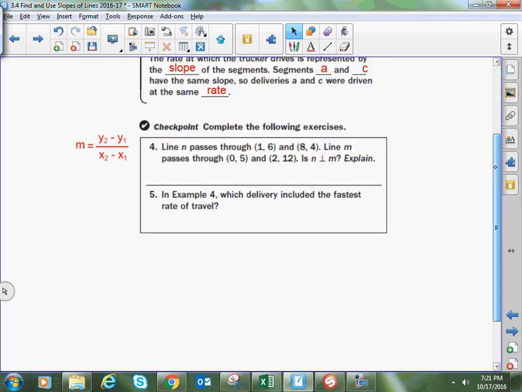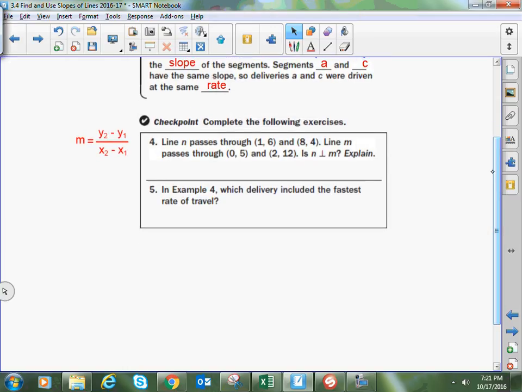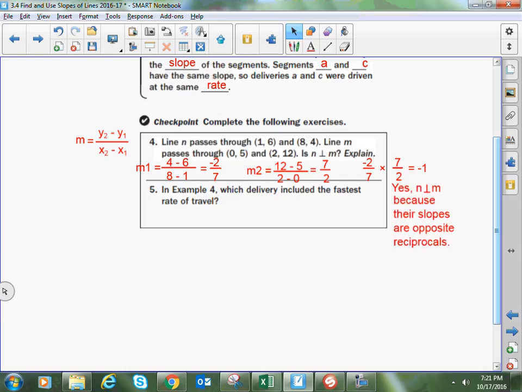All right, guys. So hopefully you are doing what we asked you to do here. For question 4, line m passes through these 2 points, line n passes through these 2 points, so their slopes respectively are -2/7 and +7/2. Well, those very much fit the definition of perpendicular lines having opposite reciprocal slopes. So yes, I would say those lines are perpendicular to each other. For question 5, which delivery is the fastest rate of travel? Clearly delivery B, because it has the fastest rate of change.